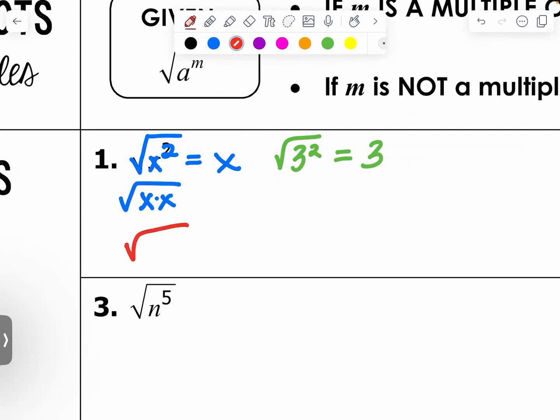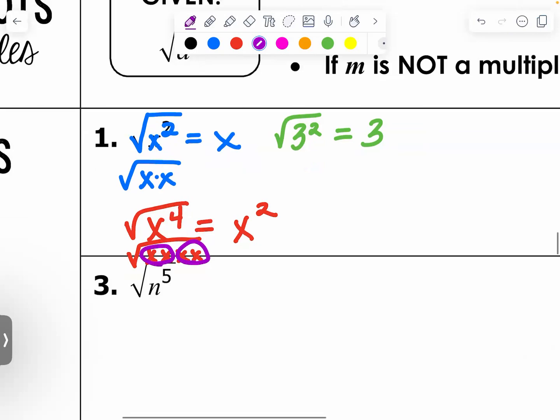What if I had the square root of x to the fourth? What would that be? X squared. How'd you get that? Because it's divided by 2. This would be x times x times x times x. So we would have 2 pairs of x's.